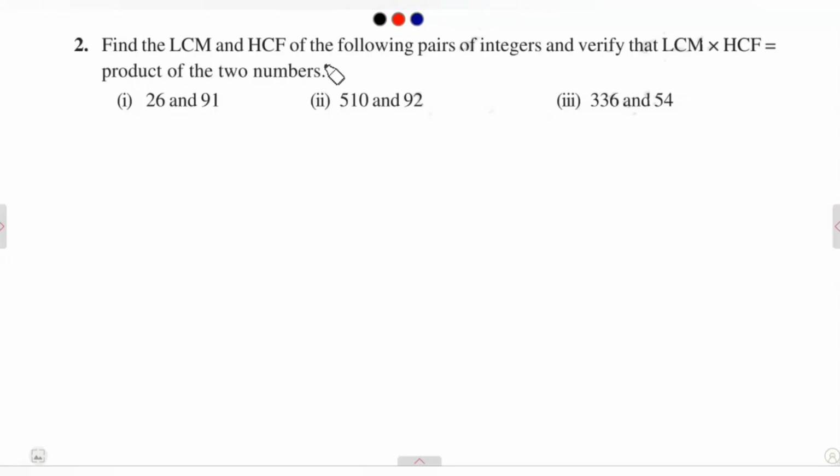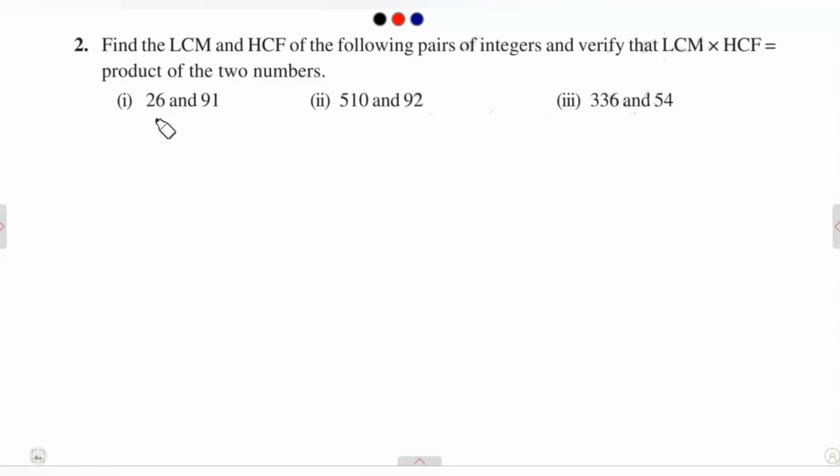Find the LCM and HCF of the following pairs of integers and verify that LCM into HCF is equal to the product of the two numbers. We have a relation that LCM into HCF is the product of the two numbers. Let us verify that with these numbers. So let us see the first question.